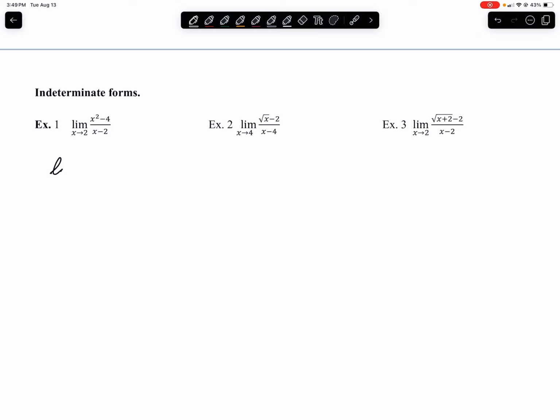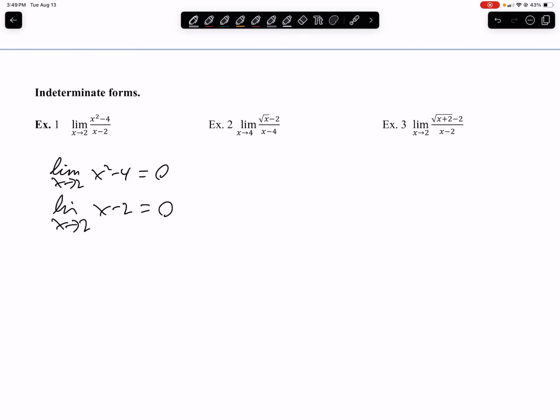I'm going to do some bad things here. Limit as x approaches 2 of x squared minus 4. Using the polynomial rule, just plug in 2 for that, you get 0. Right? And then the limit as x approaches 2 of the bottom, it's 2 separate. And again, that's a polynomial, plug in 2, I get 0.